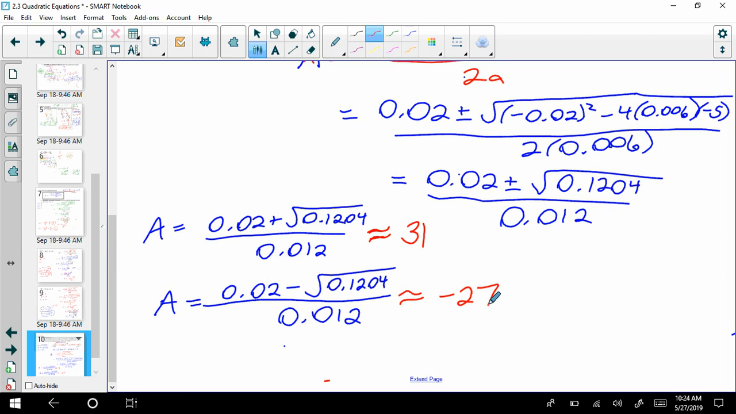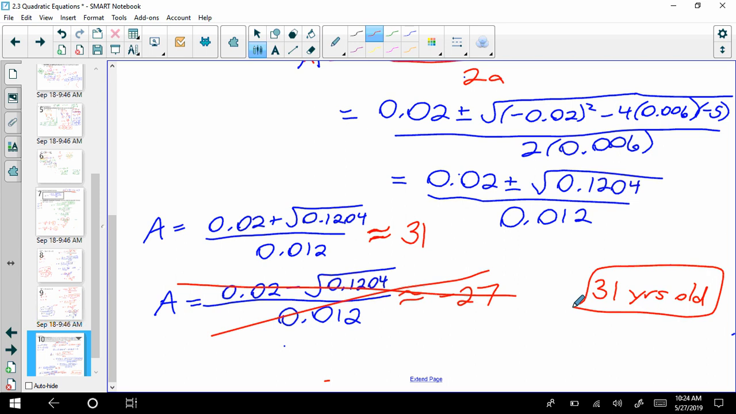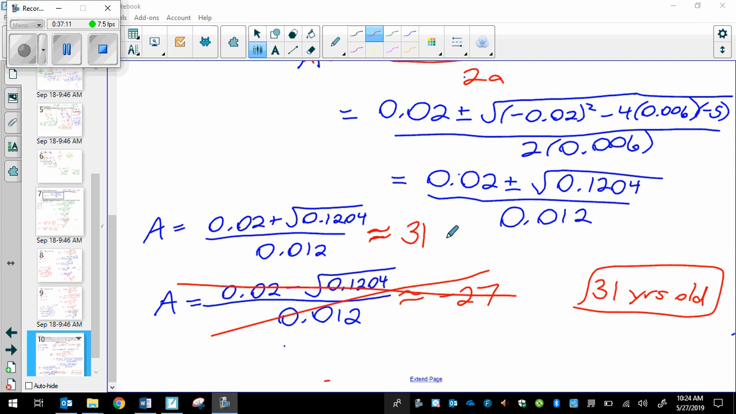So think about it. In this story problem, which one of these does not make sense? The negative one. So I'm actually going to throw that answer out. So our answer would be 31 years old. That is the age of this person. So usually on the application ones, there's going to be one answer that doesn't make sense.